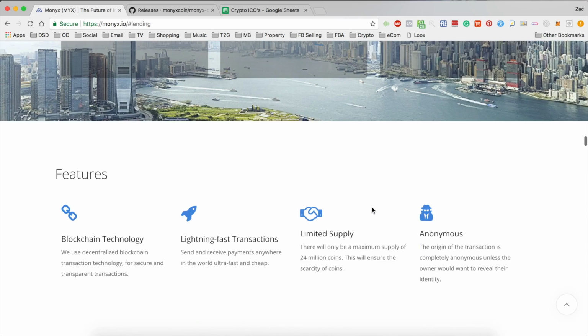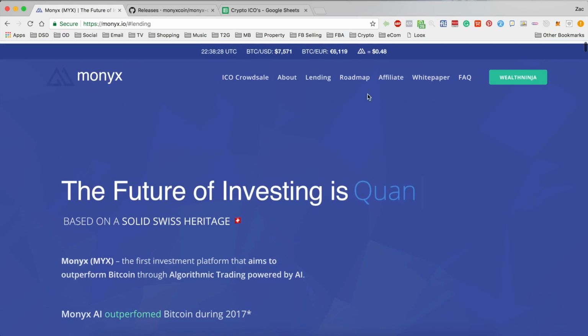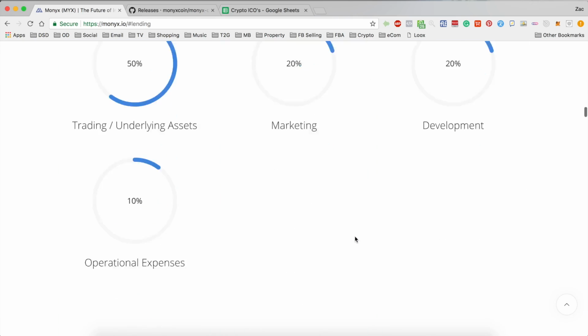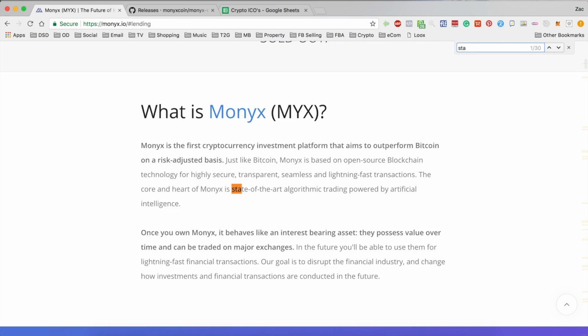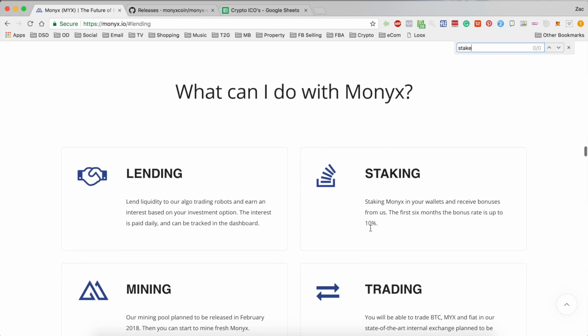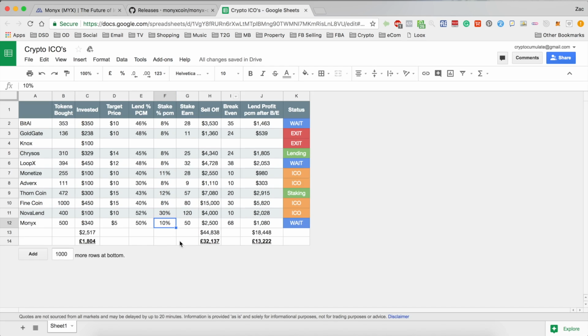And staking isn't on here. I'm just going to search. There we go. Oh yeah, okay, so it is right. 10% for the first 6 months, it says here. Okay.